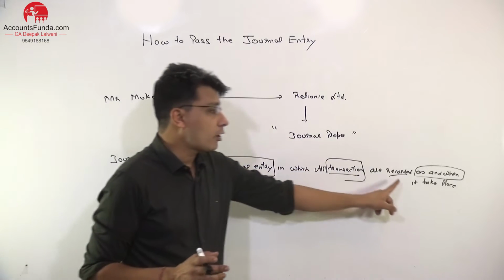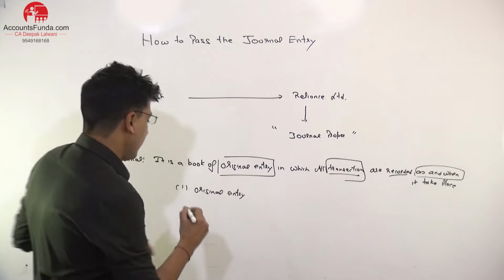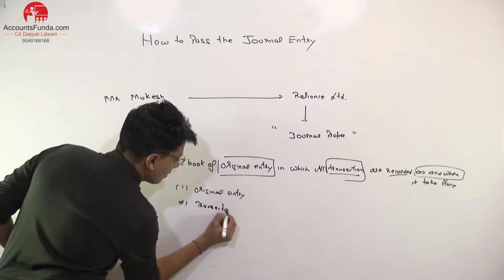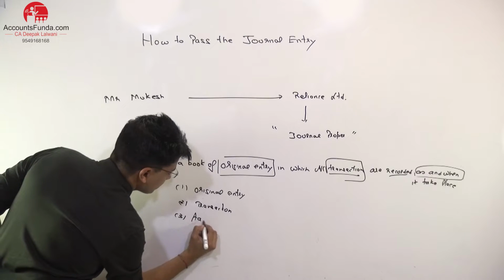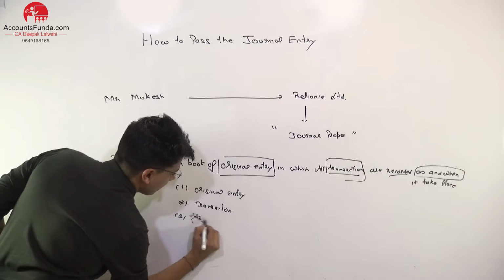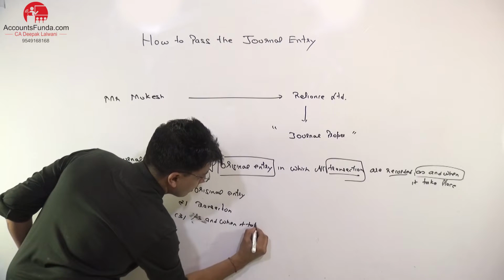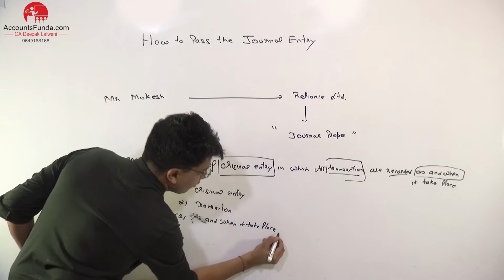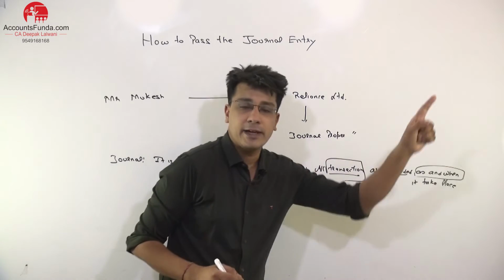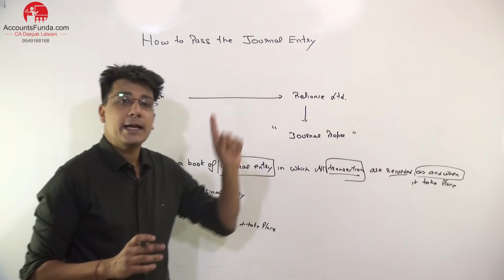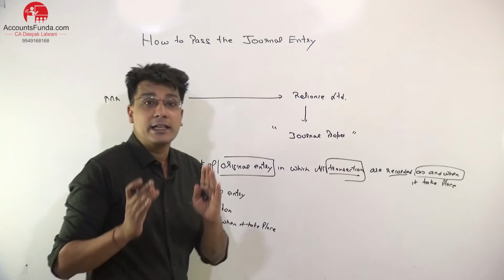And it will be recorded as and when it takes place. Second, the transactions are recorded, and third, as and when it takes place. What is the meaning of as and when? The company has to maintain the journal, and it has to be maintained date-wise.